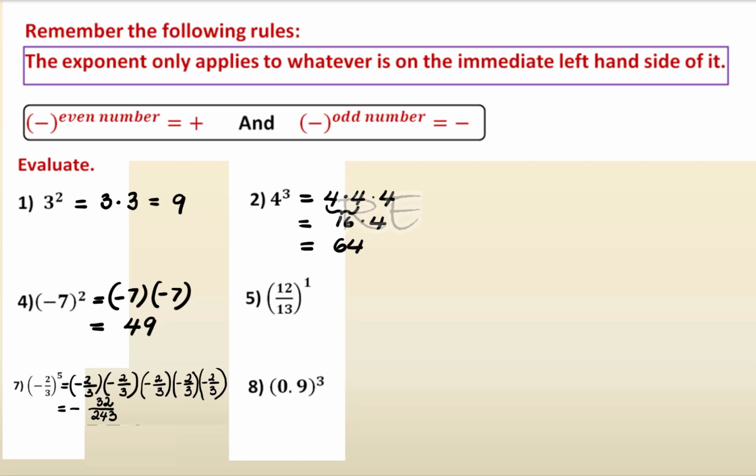12 over 13 to the first, well, it's just 12. 12 to the first, and 13 to the first is just 13. So it stays 12 over 13.